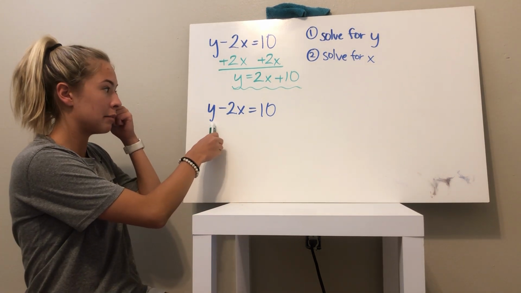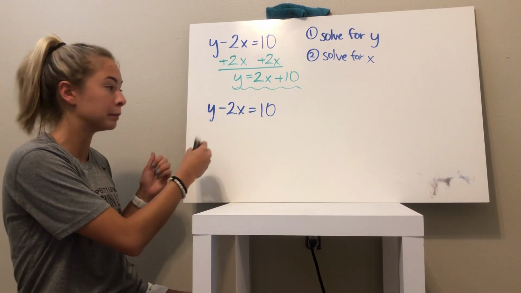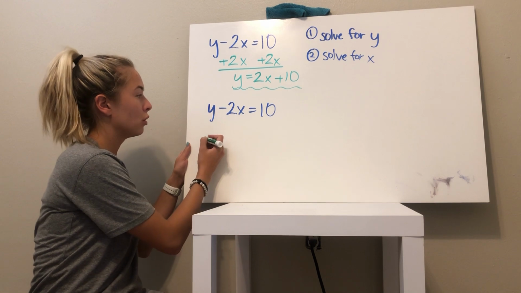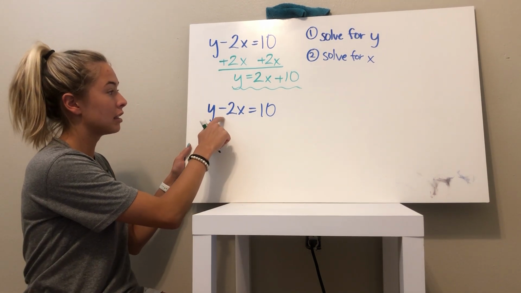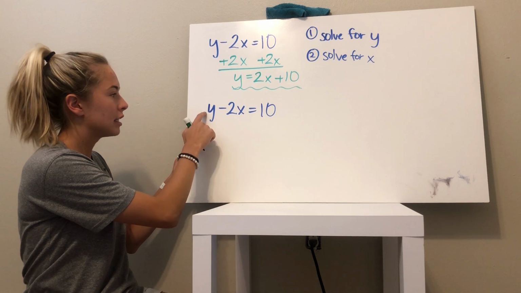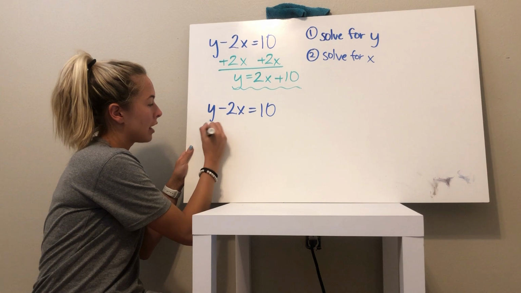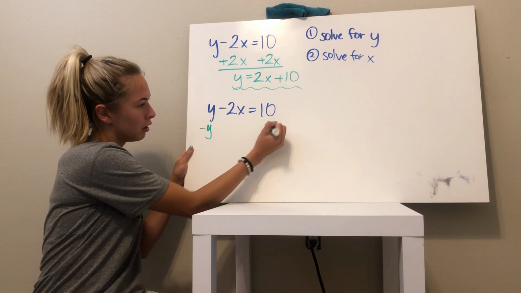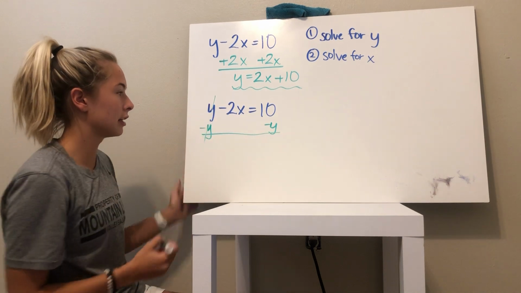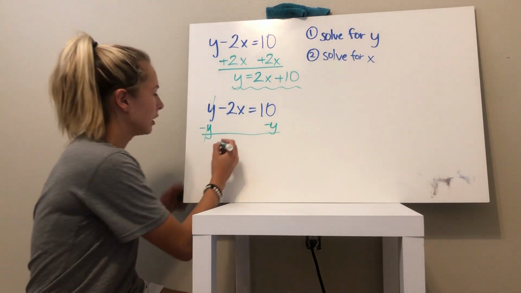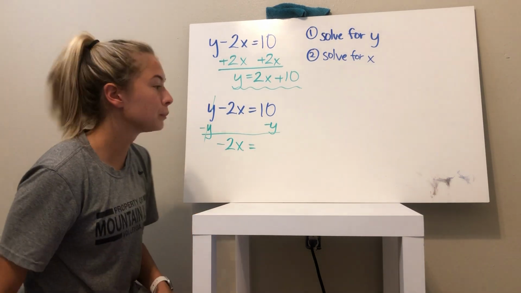So y is on the same side as the negative 2x, so we need to get rid of the y. So it's not dividing. These aren't being multiplied together. This is subtraction, and this is a positive y. So we're going to subtract the y from both sides. These end up canceling. So we're left with a negative 2x on the left side, right?